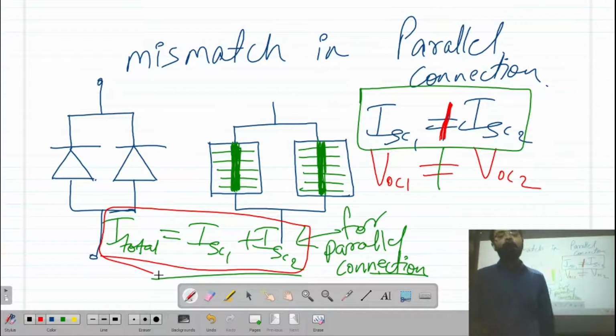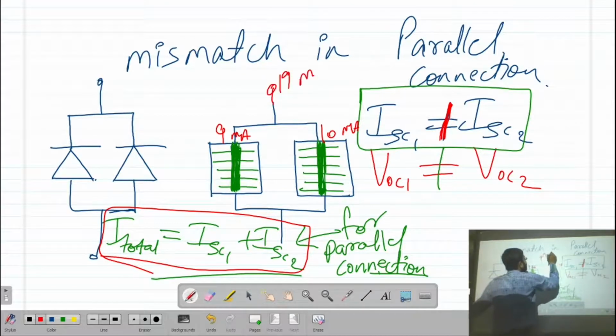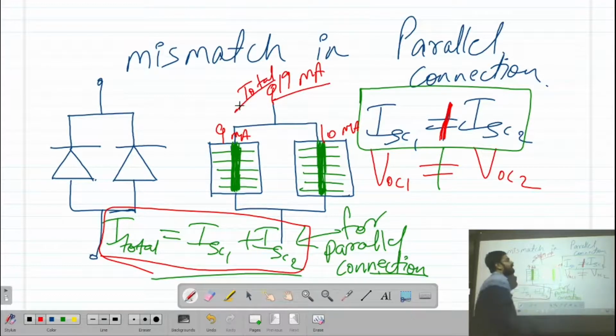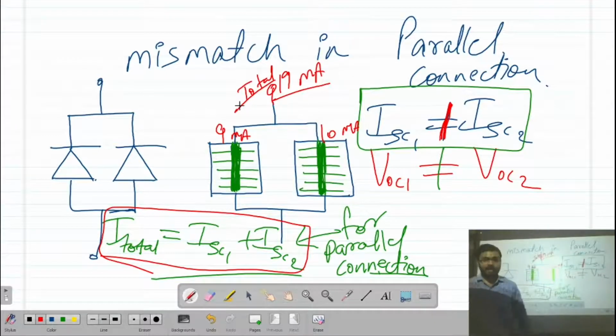So whatever the amount of ISC1 and ISC2, they are not going to affect each other. Suppose this is 9 milliampere and this is 10 milliampere. So the total will be 19 milliampere. So that is not going to affect anything. Current is not going to have any kind of effect in parallel connection.